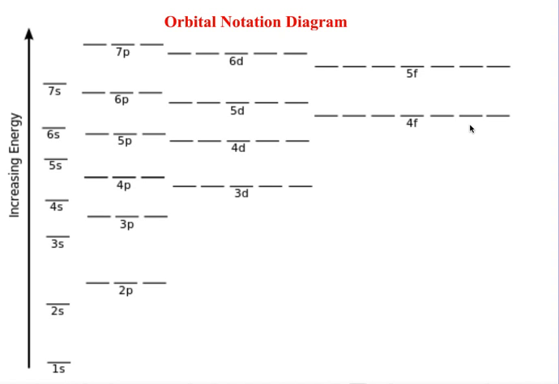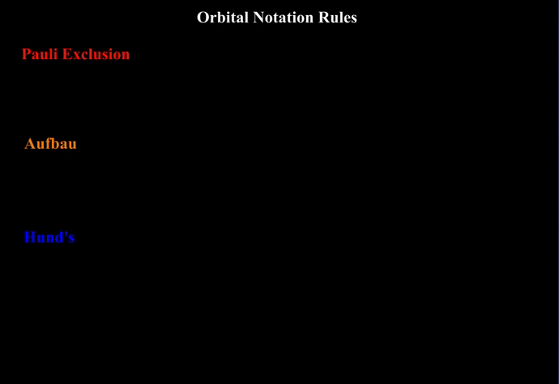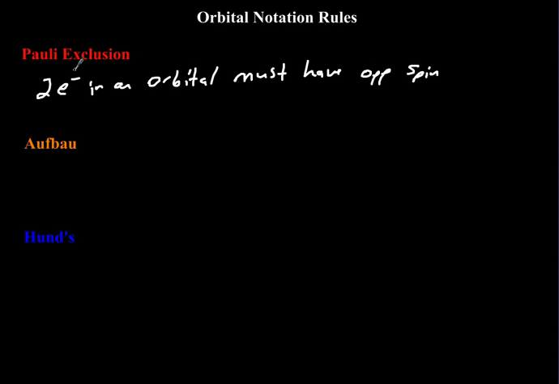What I'm going to do first is go over the rules of doing these diagrams. Then I'm going to do a few with you. The first rule you have to follow in writing these orbital notations is the Pauli exclusion rule. All the Pauli exclusion rule says is 2 electrons in an orbital must have opposite spin. How that's represented in these diagrams is by arrows.